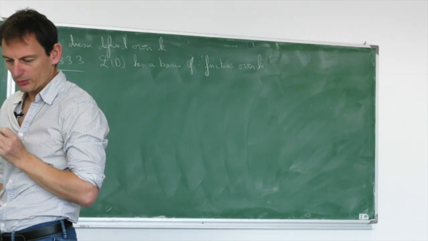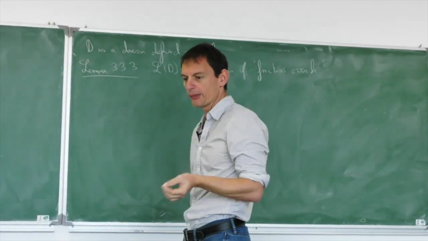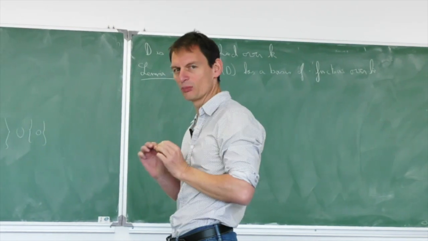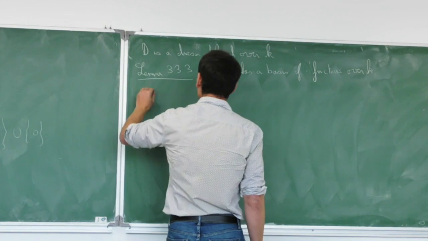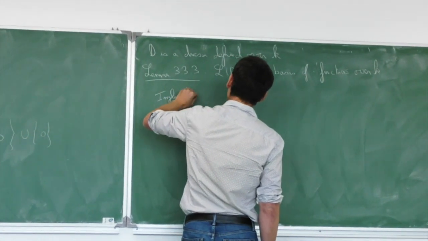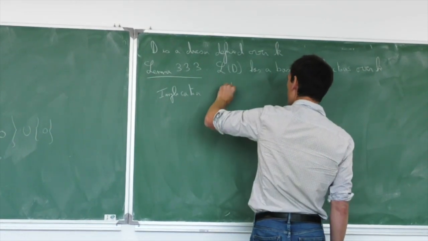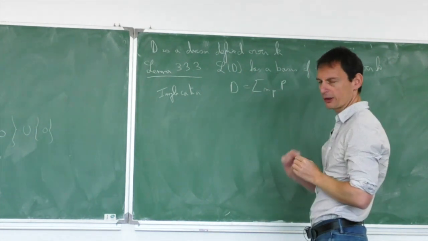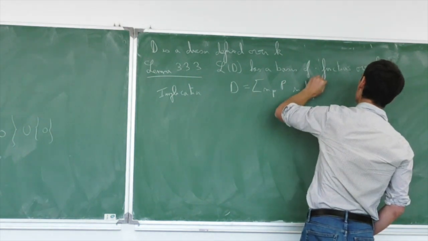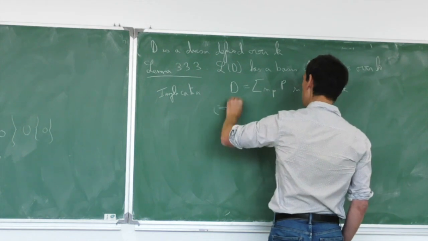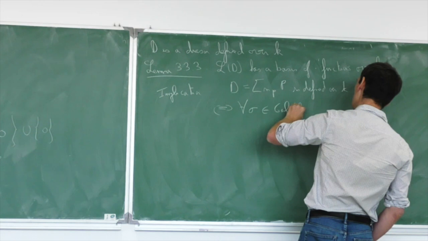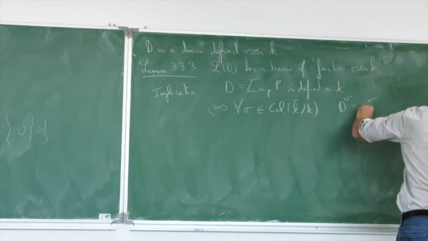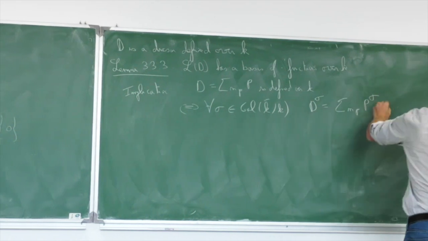I'm just going to do the implication, because if you look at this lemma in the notes, it's a general lemma about the action of Galois on a vector space. So it doesn't say how it should be applied in this case. So let me just tell you. The implication of this lemma: if you take D, a sum of NP times P, and you say that D is defined over K, it's the case if and only if for all sigma inside the Galois group of K bar over K, you have that D sigma, which is by definition the sum of NP P sigma, is equal to D.